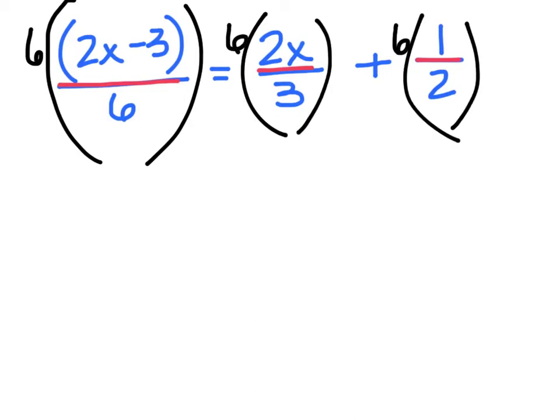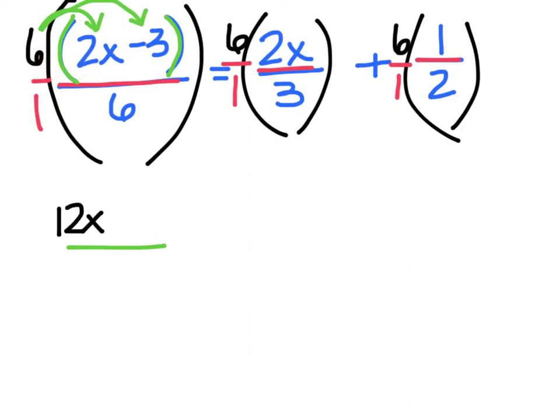Now again, remember I told you if it helps you, put a 1 underneath the 6. Okay, so now we're going to times across the top and across the bottom here. This first one's a little tricky because it has 6 times everything inside here. So I need to do 6 times the first thing and 6 times the second thing. If I do 6 times 2x, well, 6 times 2 is 12. That gives me 12x. There's a minus sign.